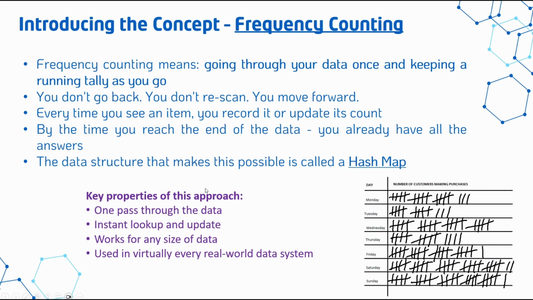So the key properties of this approach is simply you just do a one pass through the data. So instant look and update. And this works for any size of data. And this is what we are going to use virtually in every real world data system. So the data structure that makes this possible is what we call a hash map. So that's what we're going to discuss today as one of the concepts.